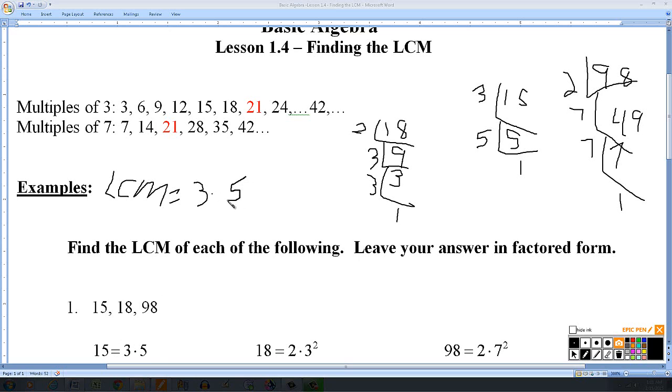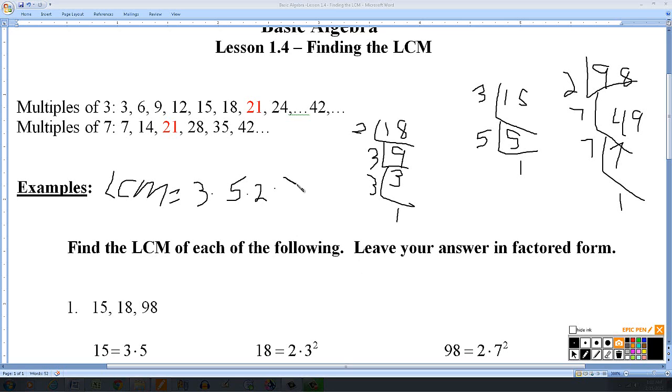Okay, then I go to the next factorization. The bases are 2 and 3. Okay, so I put a 2. I already have a 3, so I don't have to repeat that. Then I go to the next one. And the next one has factors of 2 and 7 squared. The 2 I already have, so I don't have to repeat it. And then I have the 7.